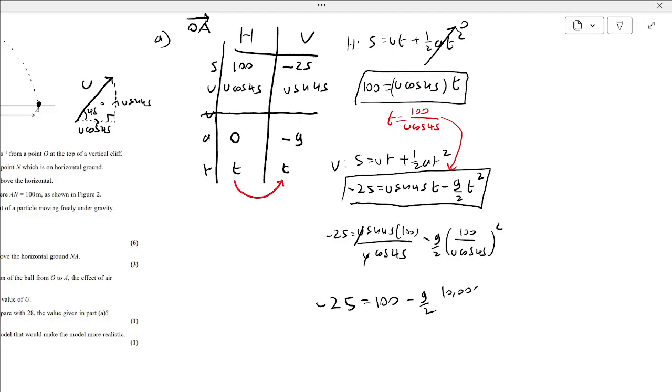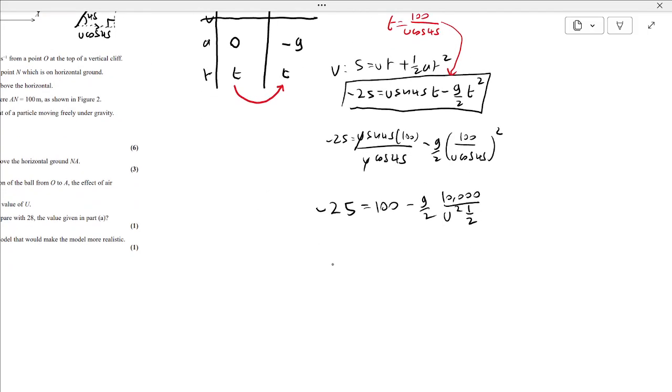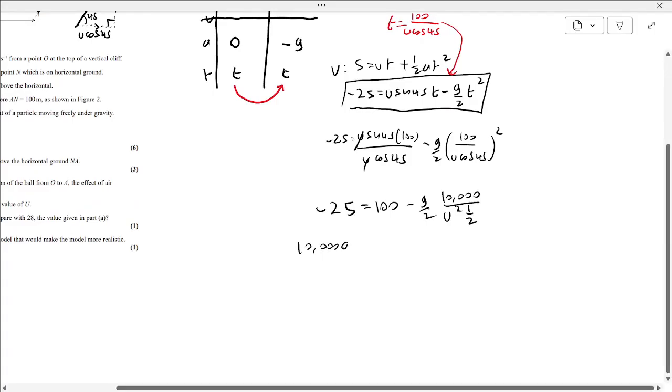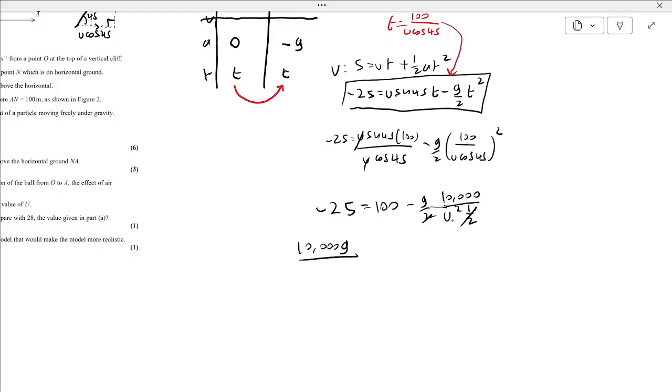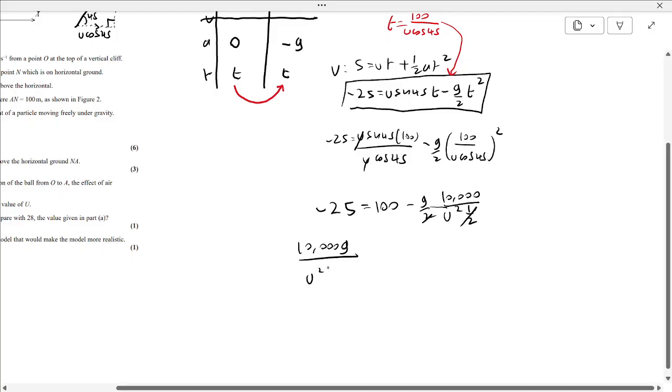100 squared is 10,000 over u squared, and cos 45 is root 2 over 2. If you square that, you get 1/2. Okay, I'm going to add the 25 over, add the g over 2 term over, so let's do this properly: numerator 10,000 g, this term here. Denominator 2 times u squared times 1/2. The 2 and the half are both in the denominator. They're just going to multiply together like normal and cancel. Just get the u squared, and I've added my 25 over, so 125.